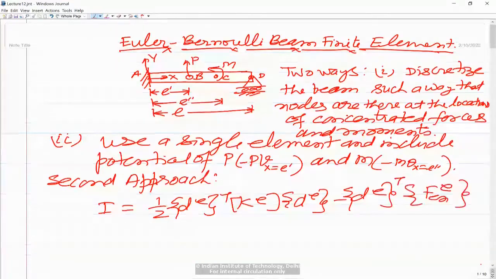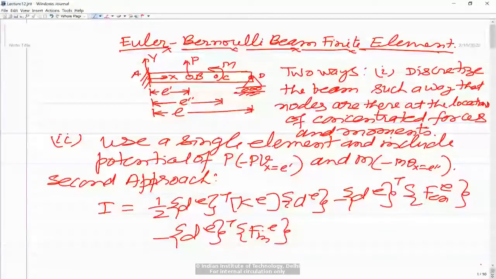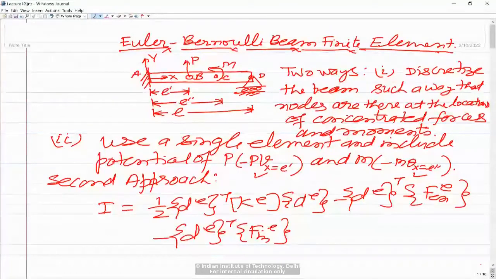Now what you need to do is of course minus the internal force, so you will have d transpose into f internal for the element. Then in addition to this, you are going to have these terms, the potential of the concentrated force p and the potential of the concentrated moment m. So now see this: minus p into v at x is equal to l dash.